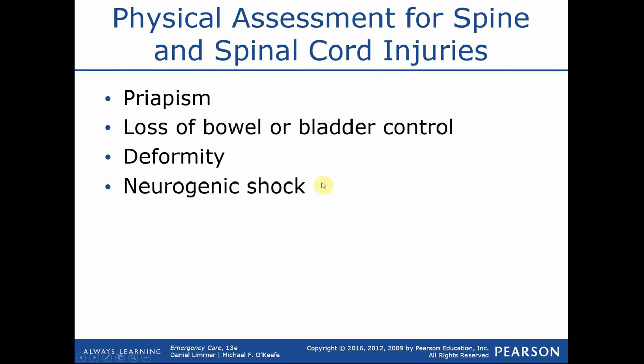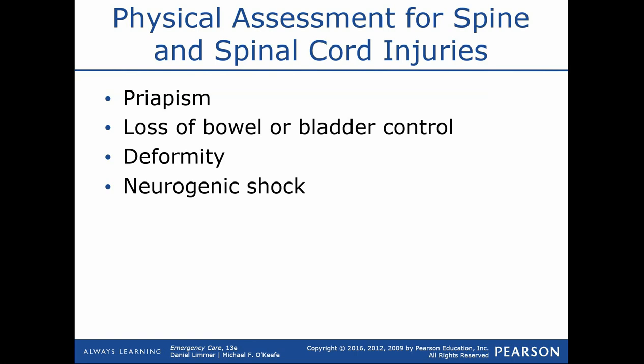Priapism is something in males that we can look for. Again, I told you that anytime something lacks outside stimulation from the brain, the inherent response is just to relax. With blood vessels, the inherent response for relaxing is to dilate. That is their relaxed state. So anytime that we have lack of neurologic communication below a certain point in the body, we're going to have widespread vasodilation. That's what causes our patients to go into neurogenic shock.